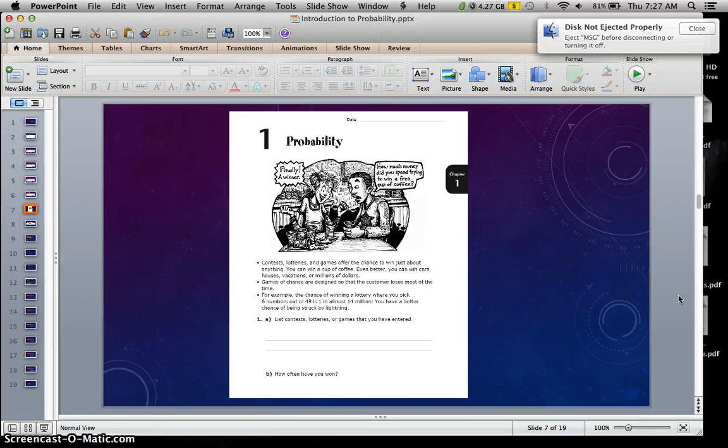Okay, so we see probability in everyday life, in contests, lotteries, and games. Particularly right now, Tim Hortons has their roll up the rim to win. That would be an example. They provide the customers with their chances of winning, so a chance of winning would be an example of a probability. I just want to make you aware of the different ways that probability can be part of our everyday life.